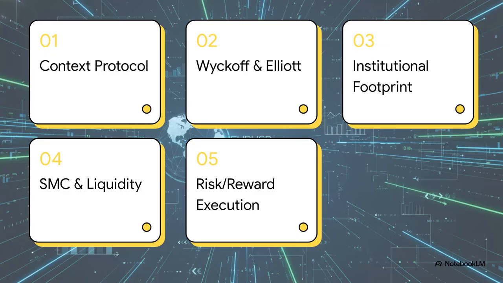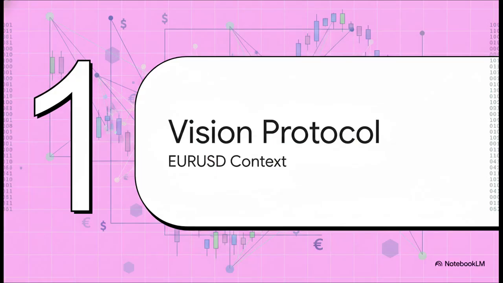Here's our game plan for today. We'll establish the macro context with a vision protocol, decode the Wyckoff and Elliott structures, track the institutional footprint through volume and COT data, run an SMC liquidity audit, and finally, lock in a highly disciplined execution strategy. Section 1. The Vision Protocol.